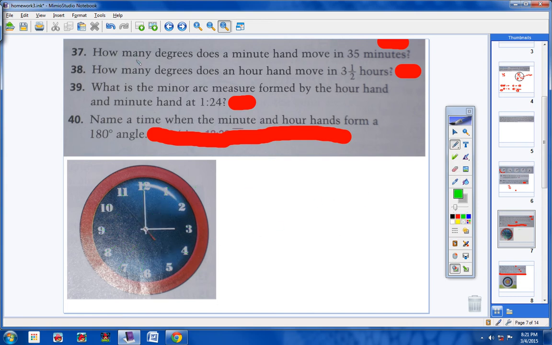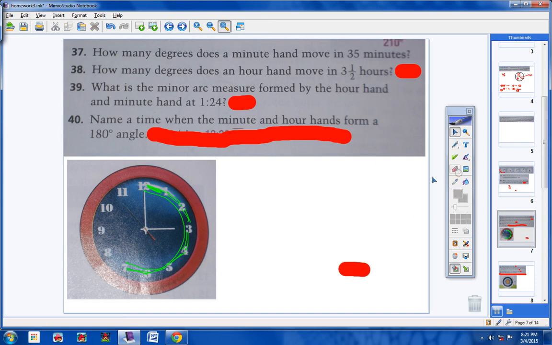Now, how many degrees does the minute hand move in 35 minutes? Well, the minute hand would be at the 7. I just showed you from here to here is 30. So how many of those do I have? 1, 2, 3, 4, 5, 6, 7. So 7 times 30, or just count by 30s. 30, 60, 90, 120, 150, 180, 210. So the answer would be 210 degrees.